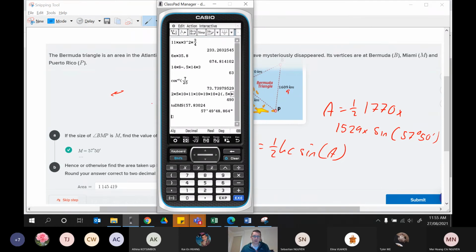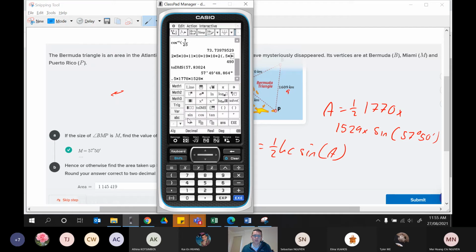So in my calculator, I am going to go with 0.5 times by 1770 times by 1529. And that's a problem. That's what they tend to do now sometimes in the exams. They give you these large numbers, so you can't use the number function, and you still need to use... they've kind of clued onto it, the examiners at times.